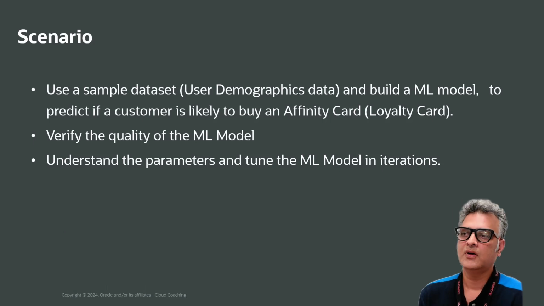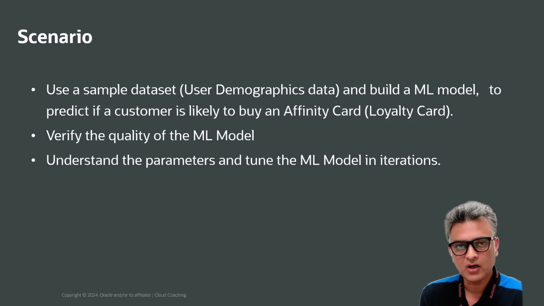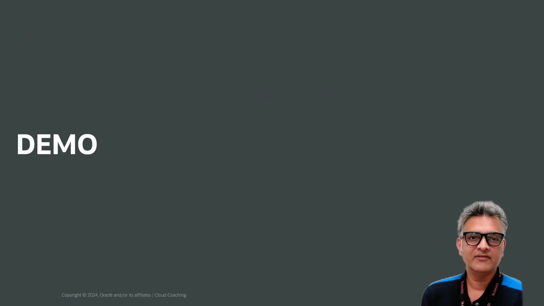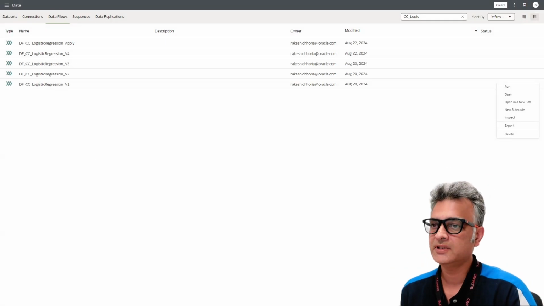So for the demo, we are using a sample data set, user demographics data. We will use it to build a machine learning model to predict if a customer is likely to buy an affinity card or loyalty card or not. Then we verify the quality of the model. We understand the parameters, as we have already given an overview of the different parameters. So we will change the values of these parameters, tune the machine learning model in iteration, and then check the output. So with this, we will jump into the demo. Let's start the process of building a machine learning model using the data flow.